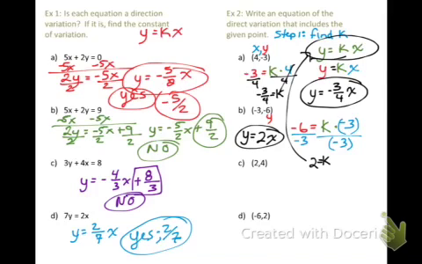I would like you to put me on pause and try C and D by yourself. So C, you would have Y equals 2K, and D would be Y equals -1/3 K. So if you didn't get them correct, make sure you go back and try it again and see where you might have plugged the numbers in wrong.